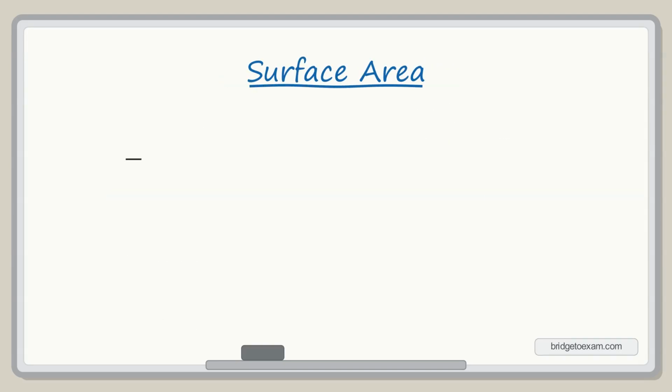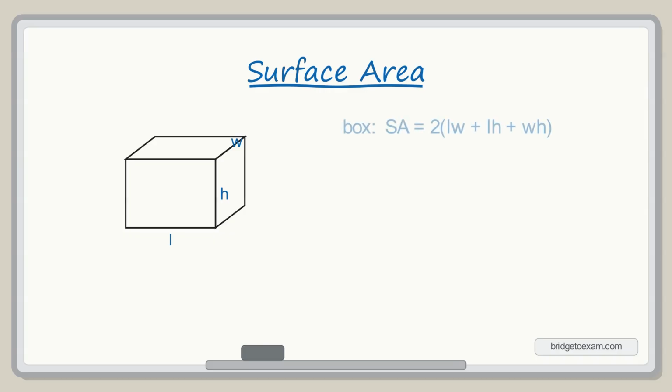Surface area is the total area of the outside, so it adds up flat faces. Picture a box with length, width, and height. A box has 3 pairs of matching faces, so its surface area is 2 times length width, plus length height, plus width height. A cube is the simple case, 6 identical squares, 6s squared.